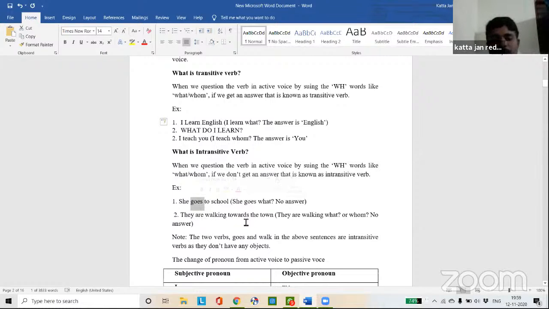So I think you come to a conclusion about what intransitive and what transitive verb is. Okay. Let us also discuss one more example. They are walking towards the town. See, they are walking what? Ridiculous, silly question. Let us take the other word. They are walking whom? It is also a silly question. But they are walking where? Or to what place? Towards the town. But we should only use either what or whom. For that, no answer. So it is intransitive.